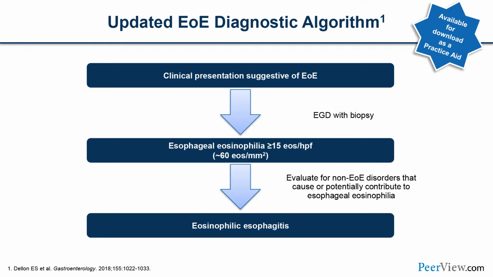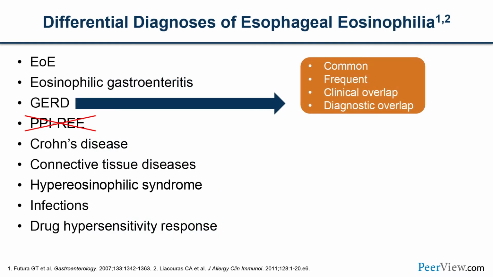Then, when you find the esophageal eosinophilia, at least 15 eos per high power field is still the threshold, but you can't diagnose EoE yet. You have to evaluate for non-EoE disorders that cause or potentially contribute to esophageal eosinophilia. And once you satisfy yourself that that's not going on, you can diagnose EoE. And we'll go through some practical examples of this in the cases.